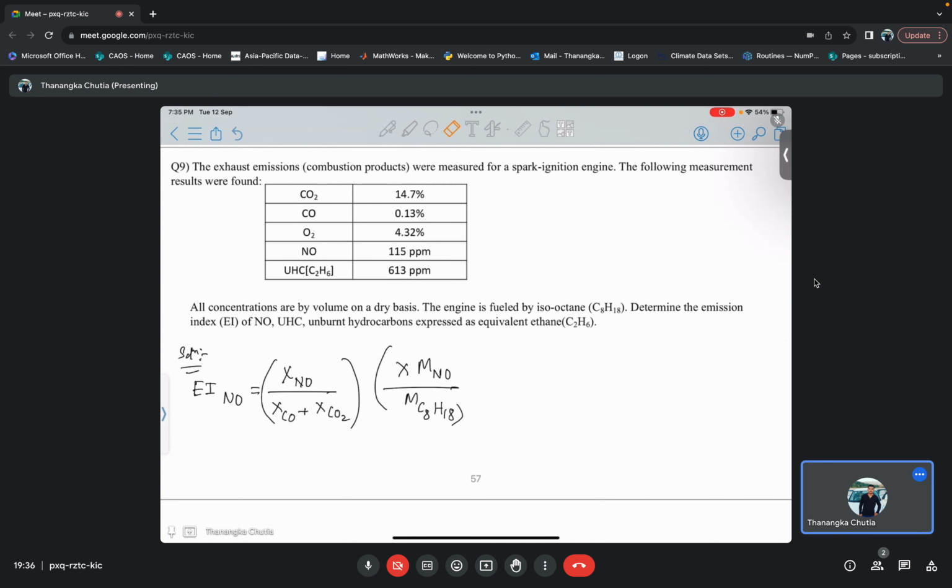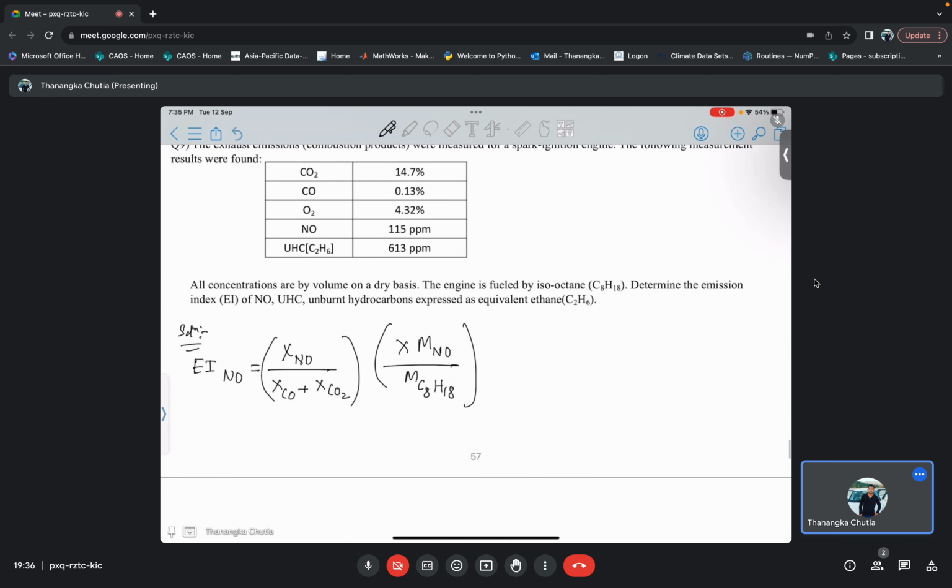Okay, and emission index of unburned hydrocarbon UHC, that will be equal to unburned hydrocarbons divided by CO, divided by molecular mass of C8H18. So we just need to know this one, XNO.